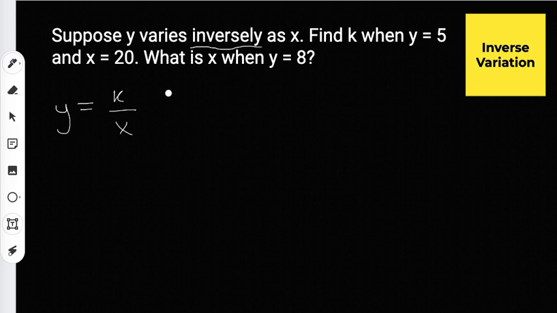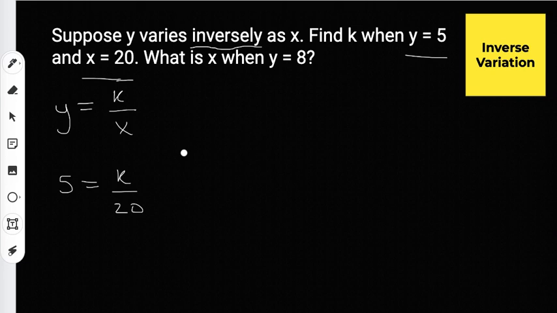It says find k when y equals 5 and x equals 20. So that's the information that they give me, and I'm going to plug that in. So y is 5 and x is 20. So now I've got k divided by 20 equals 5.